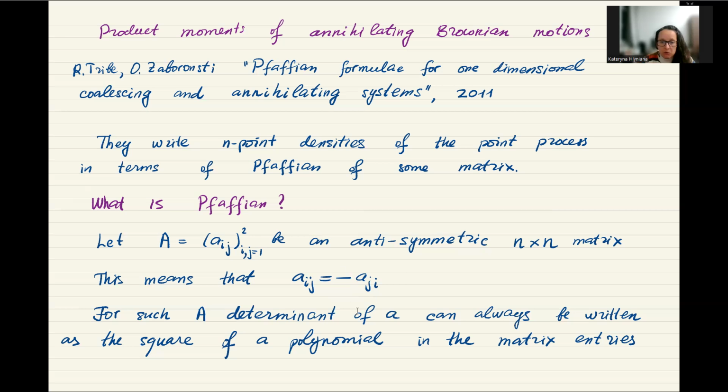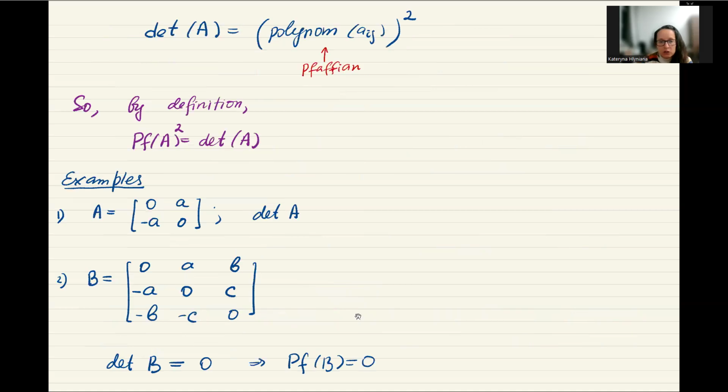So I write it like this. So the determinant is the square of some polynomial. And this polynomial, in fact, is called the Pfaffian of matrix A. So the Pfaffian is defined for an antisymmetric matrix, and it has the following relationship with the determinant. So you can say that the Pfaffian is the square root of the determinant of a matrix. So let us consider examples of antisymmetric matrices.